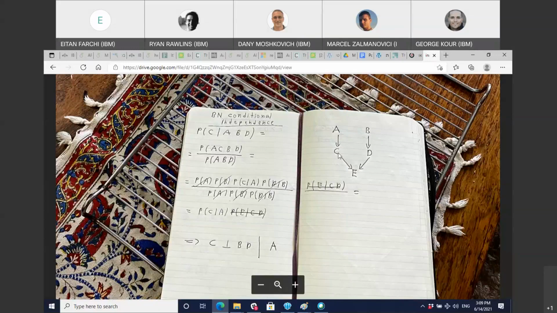That is, essentially if I know the parents of a variable, then the probability of that variable is independent of its non-descendants. So I know A, then the probability of C is independent of B and D. Okay, questions or comments about that?